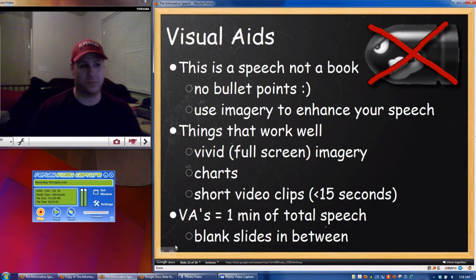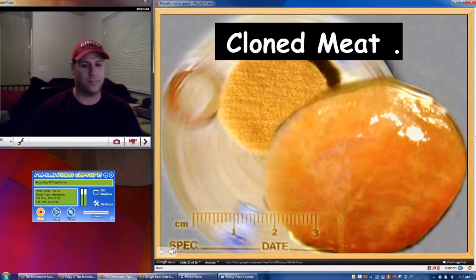What I find works best is leaving a blank slide in the image. That way you have a nice blank spot that you can look at.